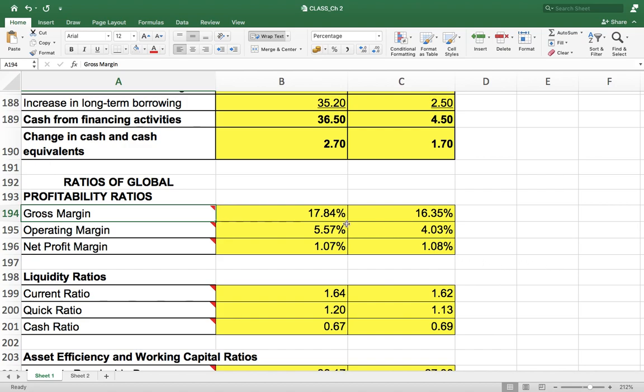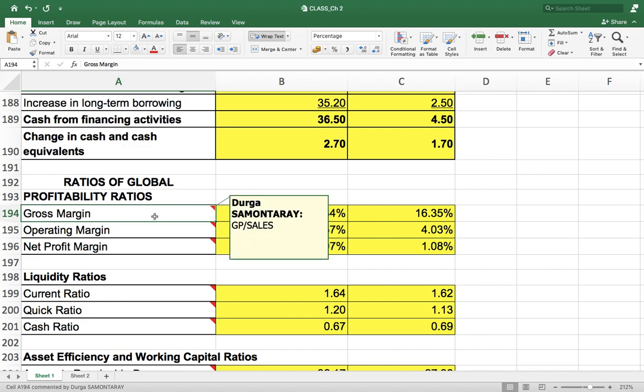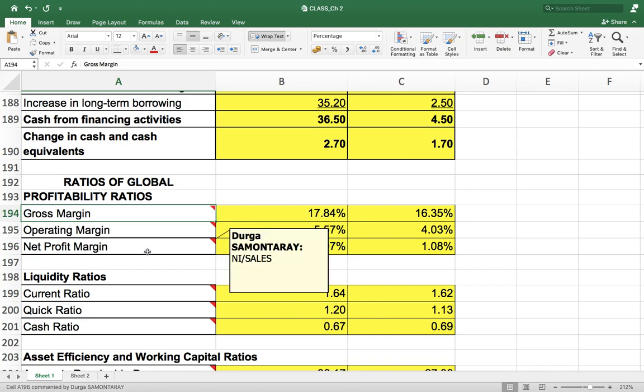So let us use the profitability ratios. The first one is gross margin or gross profit ratio. The formula itself denotes that this is a relationship of profit margin. So profit margin is created in relation with sales. Gross profit divided by sales. When you talk about operating profit margin, operating profit divided by sales. When you talk about net profit margin, net income divided by sales. So here our sales is the common denominator.